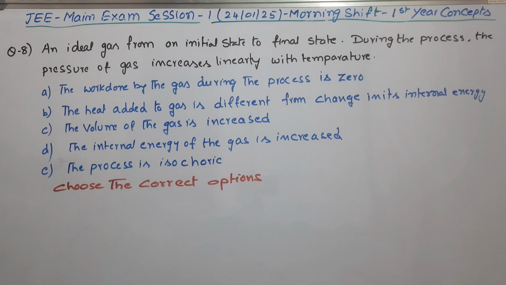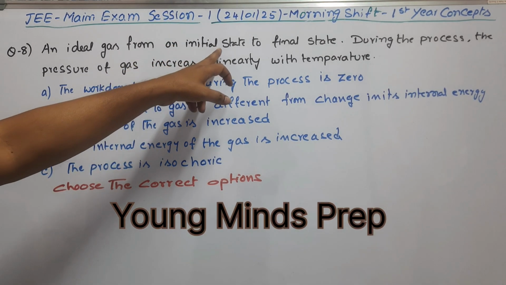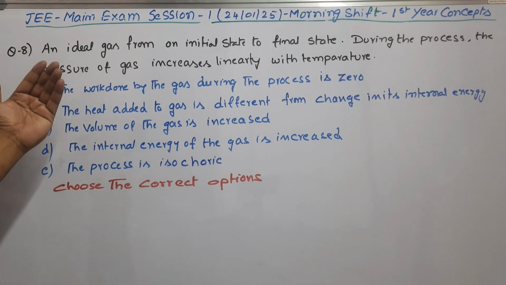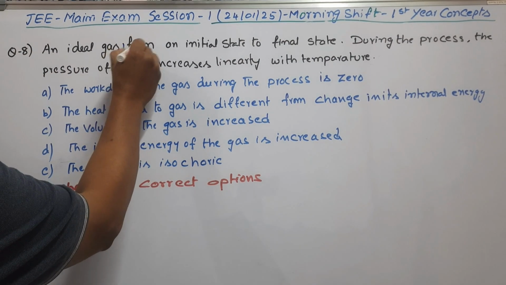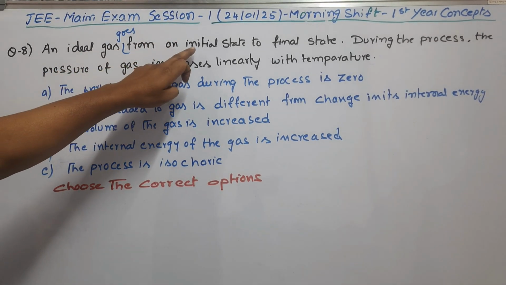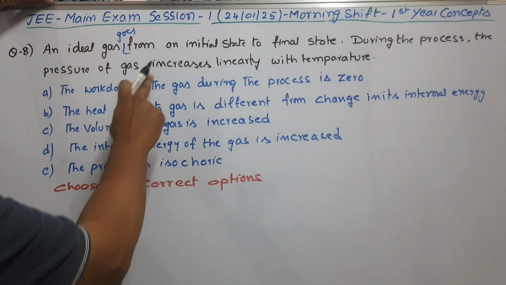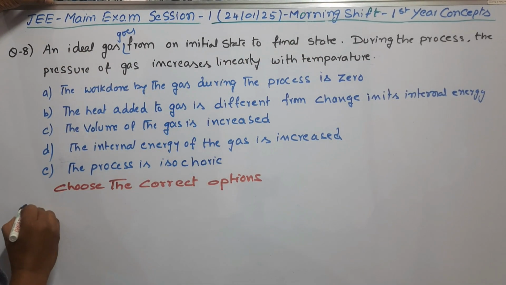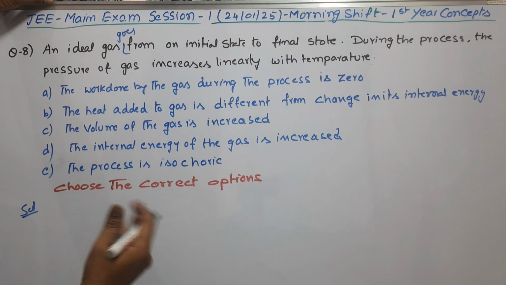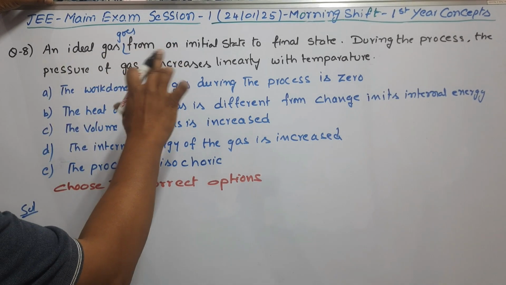The 8th question: an ideal gas goes from an initial state to a final state. During this process, the pressure of the gas increases linearly with the temperature. Some options are given, and from these options we can select which one is correct. It is a multiple option question, so let's discuss according to the question.